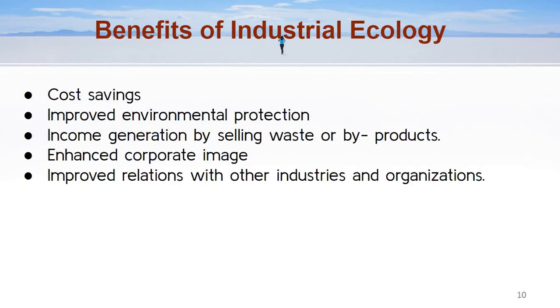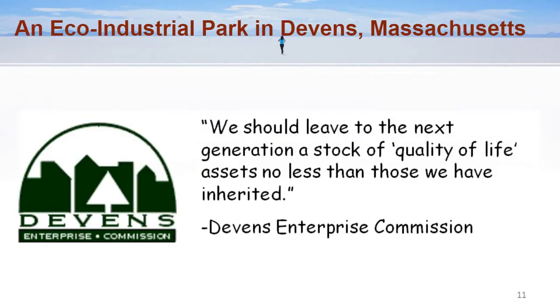What are the benefits of industrial ecology? Cost savings, improved environmental protection, income generation by selling waste or byproducts, enhanced corporate image, improved relation with other industries and organizations. One such example is an eco-industrial park in Pevens, Massachusetts. We should leave the next generation a stock of quality of life, assets no less than those we have inherited. Pevens Enterprise Commission.